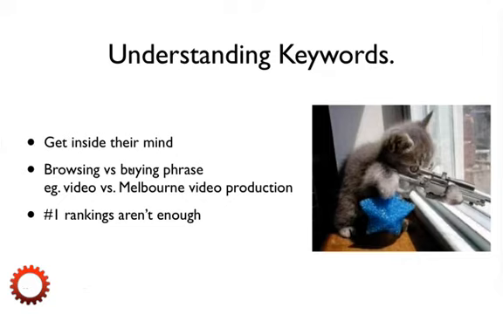A good example of that would be this browsing versus buying phrase note that I've got there on the screen as the second bullet point. It's the idea that there are two types of keyword phrases. Someone typing into Google something like "video" is a very broad search. Whereas someone typing "Melbourne video production" is a lot further along in the buying cycle because they know what they're looking for. Someone searching "video" might be some school kids doing research for homework, or someone looking for movies or DVDs, or maybe some old footage. It's so broad that video could mean anything.